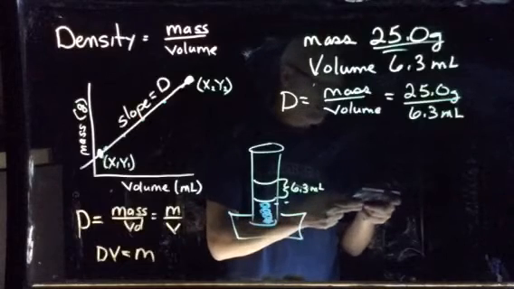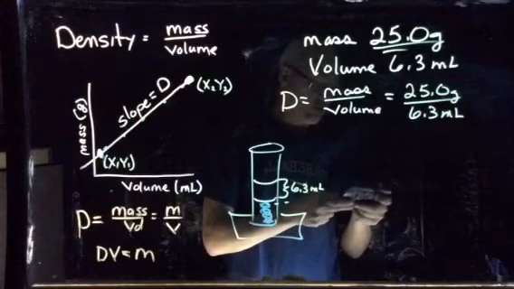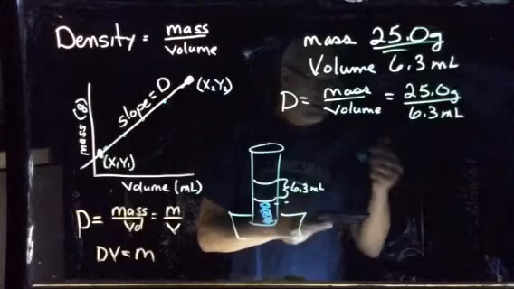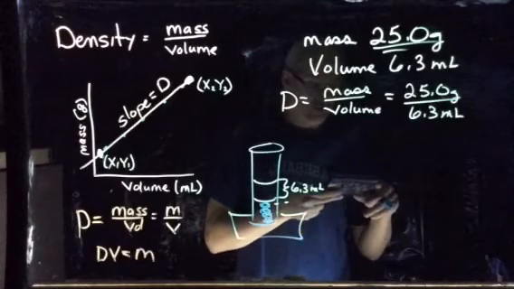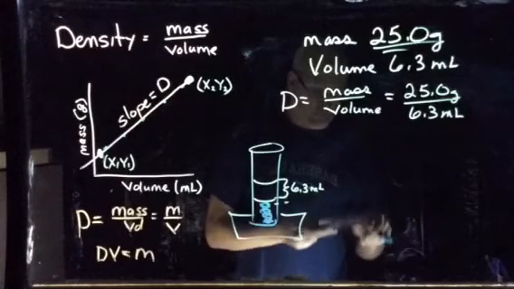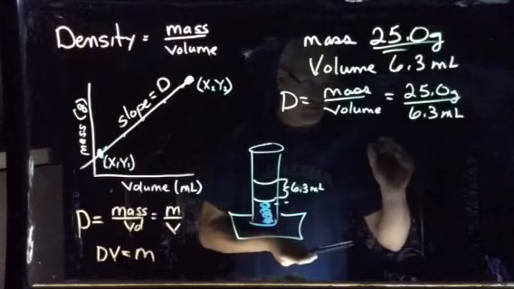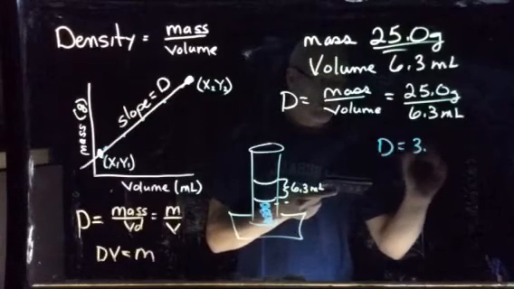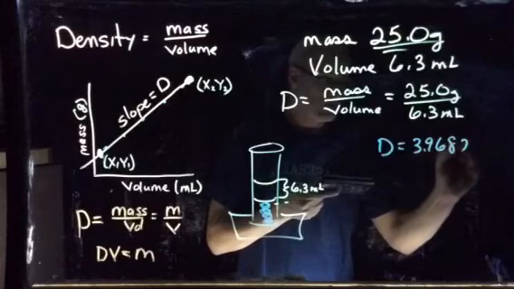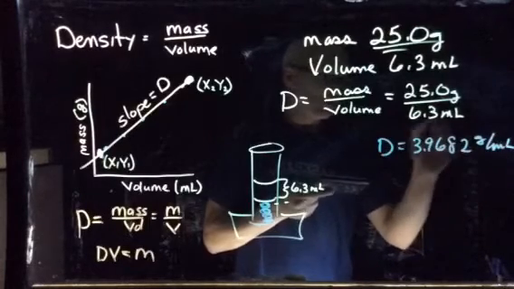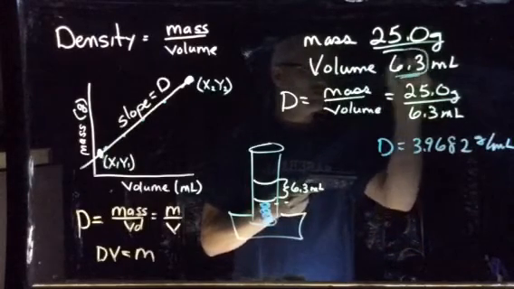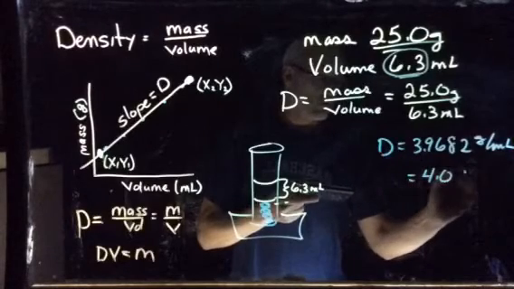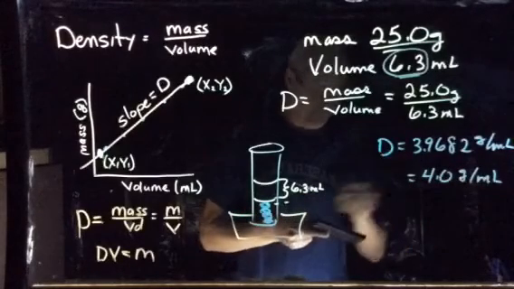Got my handy candy calculator. Got to turn it on. 25 divided by 6.3. And we have 2 sig figs. So the answer that I have density wise, I just turned my calculator off, was 3.9682 grams per milliliter. Since we have 2 sig figs, the answer then would be 4.0 grams per milliliter.